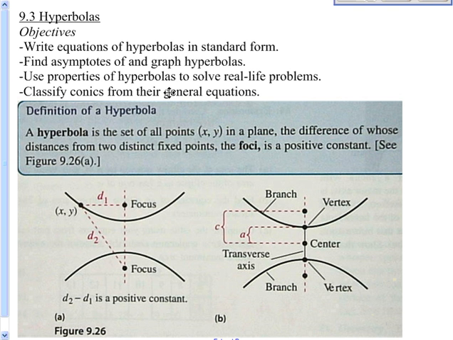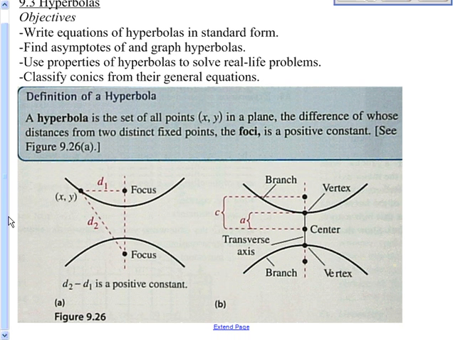So let's talk about hyperbolas here for a minute. You see a couple pictures there of hyperbolas. It's the set of all points in a plane such that the difference of the distances from the two distinct fixed points, the foci, is a positive constant. So if you take any point on that hyperbola, and you take d2, from that point back to one of the foci, minus d1, then d2 minus d1 is k, a positive constant, right?